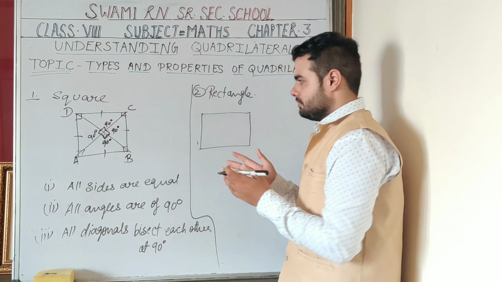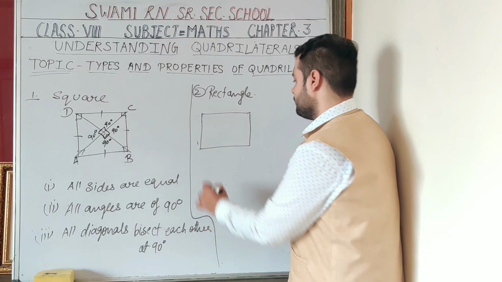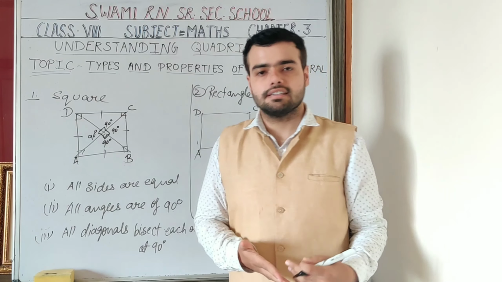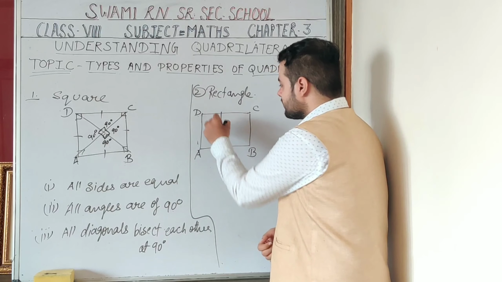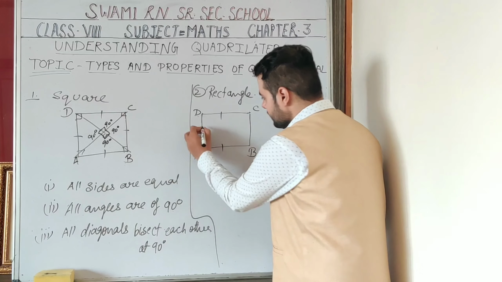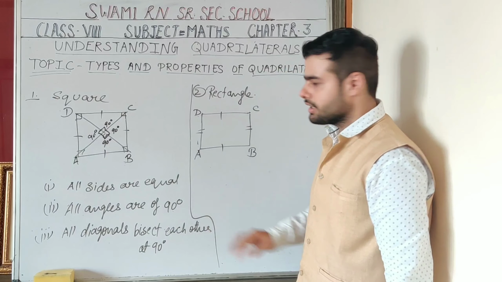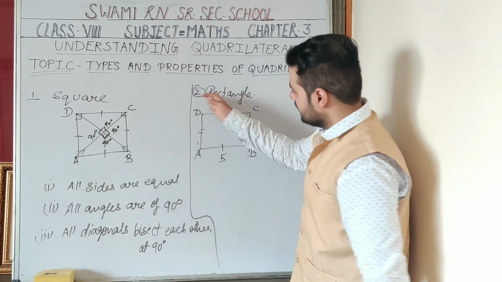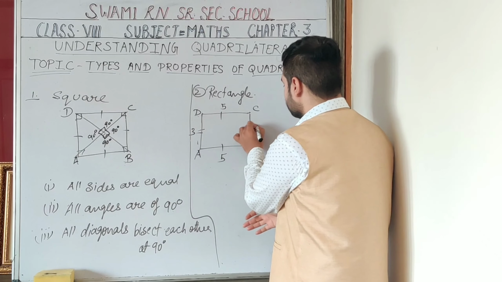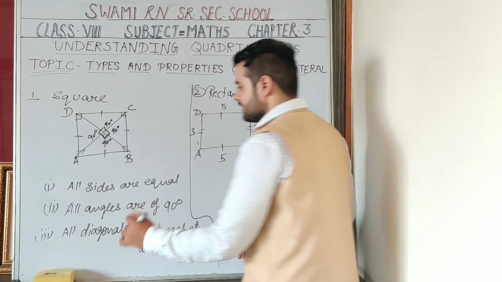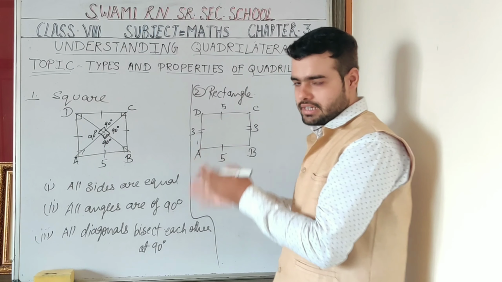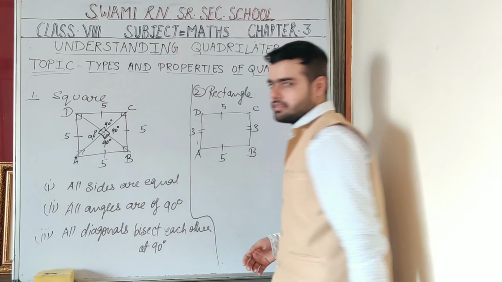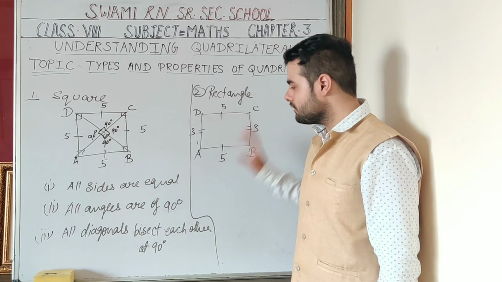There is one biggest difference between the two: in a rectangle, pairs of opposite sides are equal, like AB equals CD and AD equals BC. For example, if AB is 5, then DC is also 5. If AD is 3, then BC is also 3. But in a square, all sides are equal, meaning if AB equals 5 centimeters, then the others are also 5. That is the biggest difference between the two.